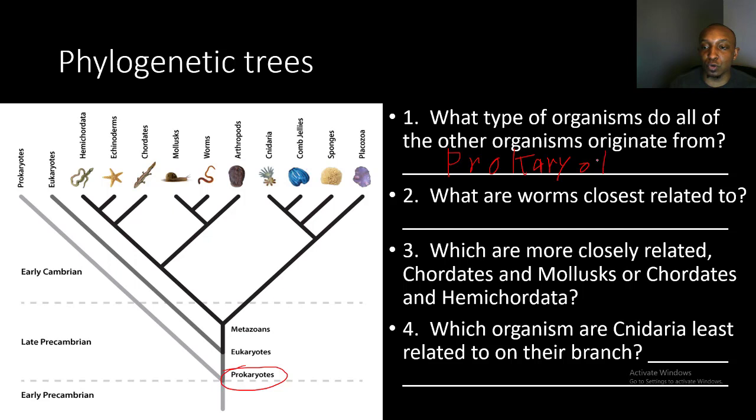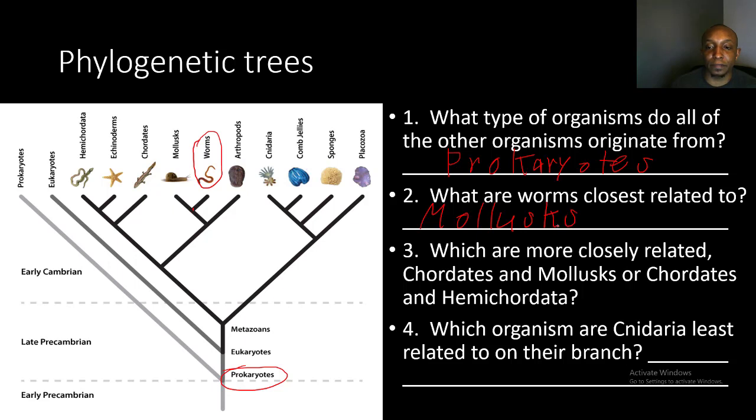And then number two, what are worms closest related to? So let's go ahead and identify or locate where worms are. So worms are right here. And if you notice, they come off this same node or this same branch as the mollusk. So they're closest related to mollusks.